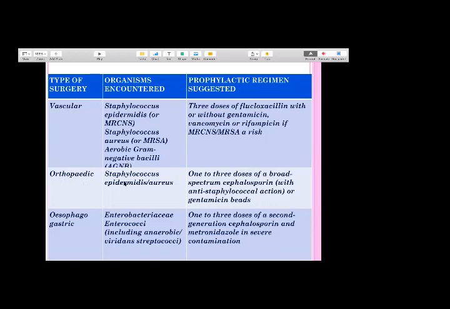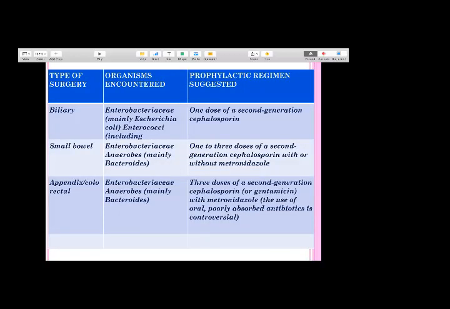In orthopedics, you're going to be on the lookout for Staphylococcus epidermidis or aureus. One to three doses of broad-spectrum cephalosporins are usually sufficient, with gentamicin as needed. In upper gastric surgeries, you may encounter enterobacteriaceae and enterococci, including anaerobes. One to three doses of second-generation cephalosporin, along with metronidazole in severe contaminations. If you're doing biliary surgeries involving the liver and gallbladder, then enterobacteriaceae, mainly E. coli, and 1 dose of second-generation cephalosporin is suggested.